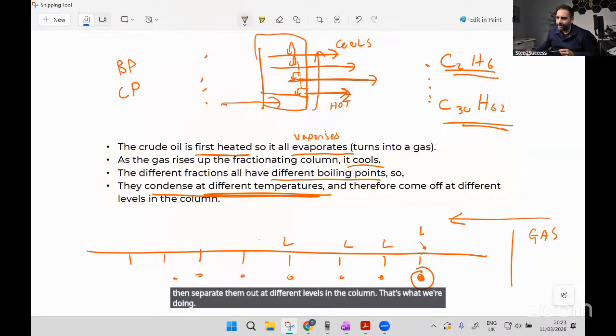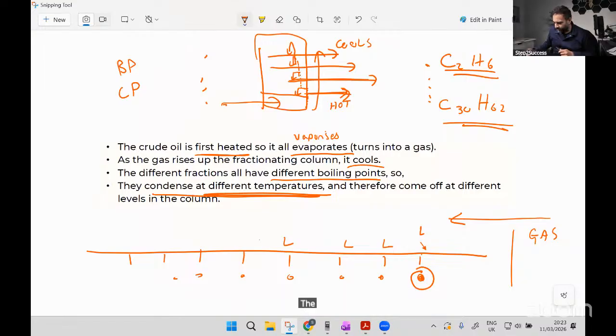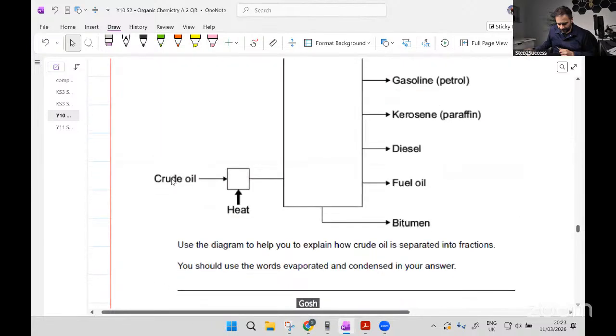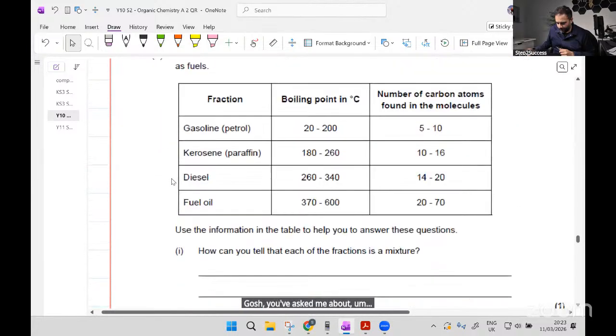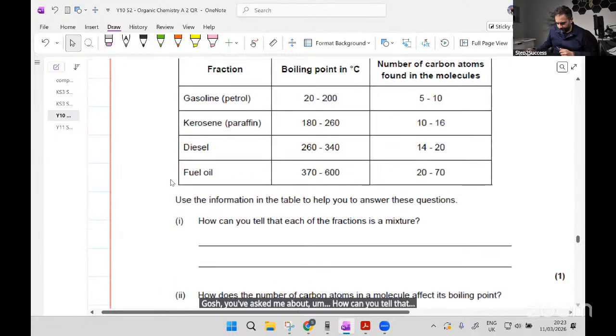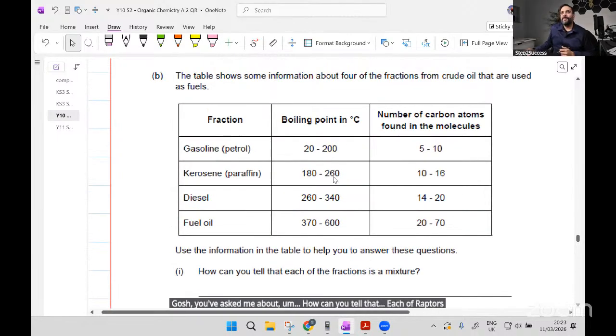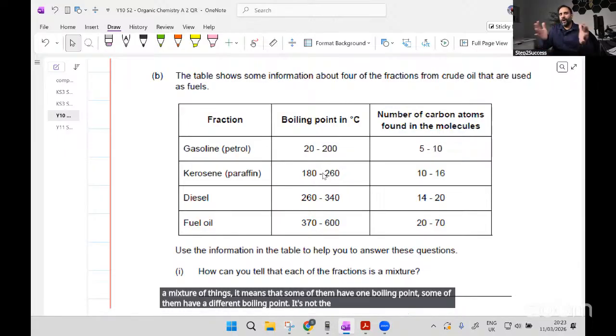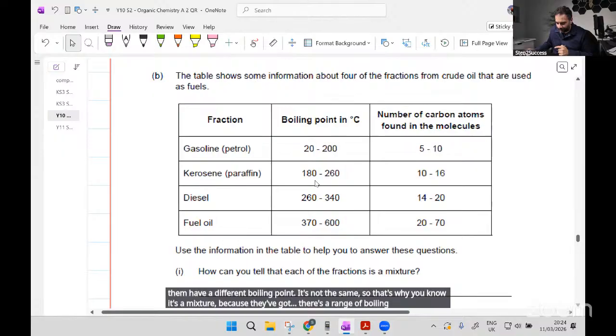The 7B, I assume that's in the year 10 booklet. And then, Ash, you've asked me how can you tell that each of the fractions is a mixture? Mixtures basically have a range of boiling points. When you've got a mixture of things, it means that some of them have one boiling point, some of them have a different boiling point. It's not the same. That's why you know it's a mixture, because there's a range of boiling points here.